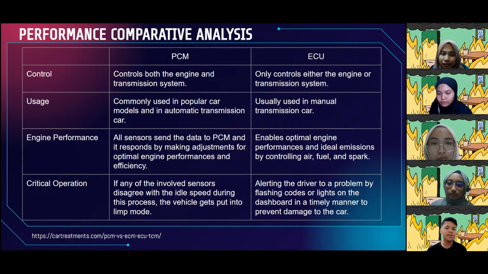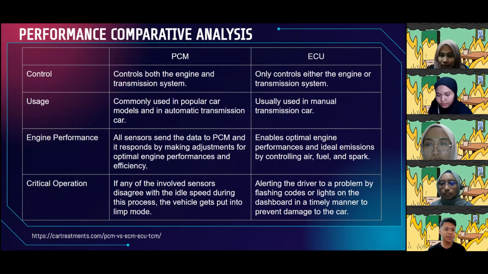As for engine performance, for the PCM, all sensors send data to the PCM and it responds by making adjustments for optimal engine performance and efficiency. Whereas the ECU enables optimal engine performance and ideal emissions by controlling the air, fuel, and spark.